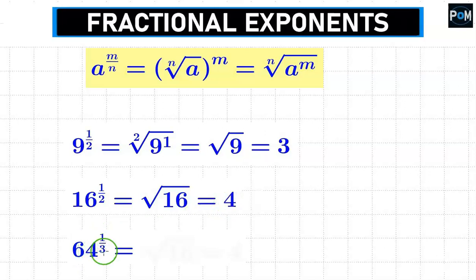64 this time to the power of 1/3, so we have a root again. The number 64 goes under the root. 3 represents the degree of the root, so we have a cube root. And 1 goes here as 64 to the first power, and we don't need to write this one. And the cube root of 64 is 4.